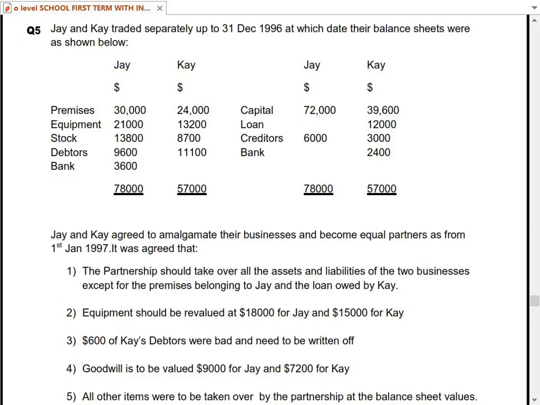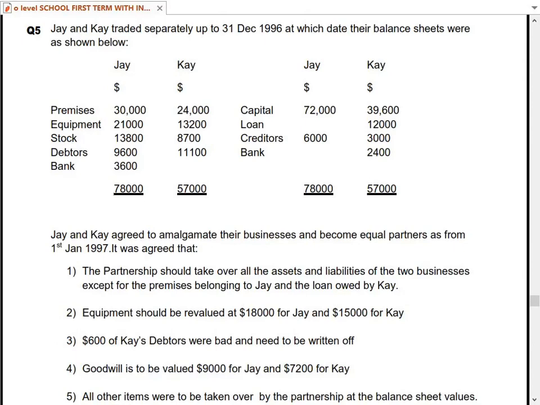Now let's move forward and see a question in which there are two sole traders who are merging their businesses in order to form a partnership. This is also known as partnership formation, or previously known as amalgamation, when two sole traders merge their businesses in order to form a new business known as a partnership. I'm reading the question for you.